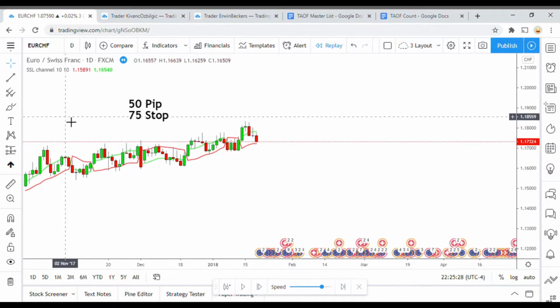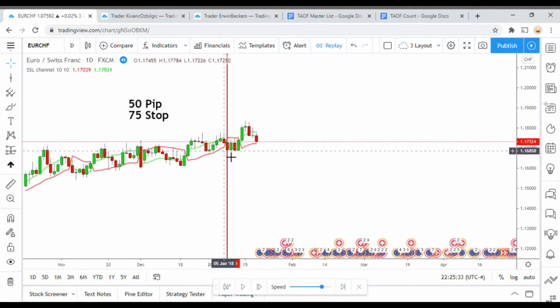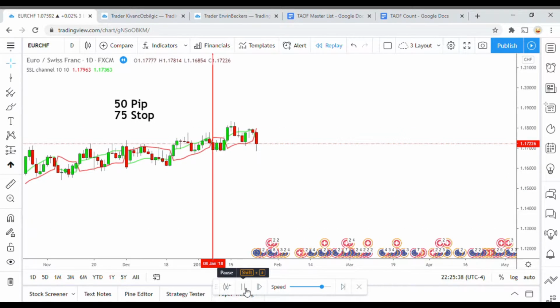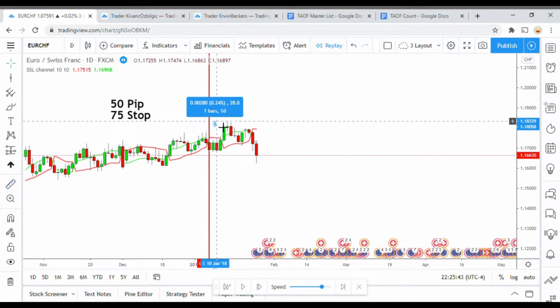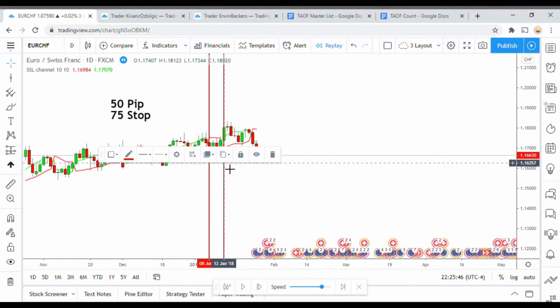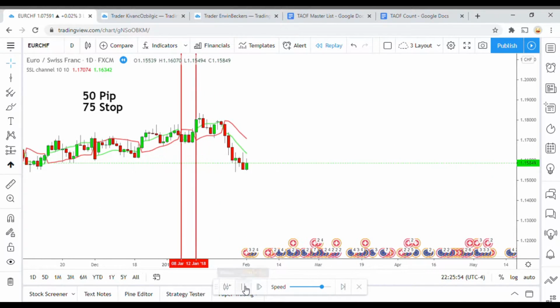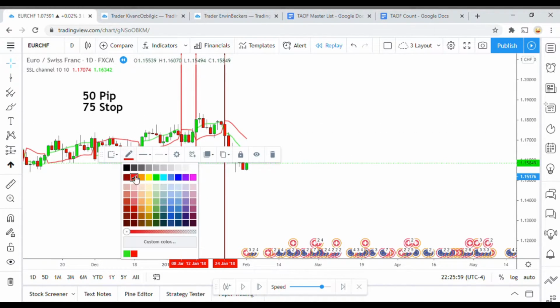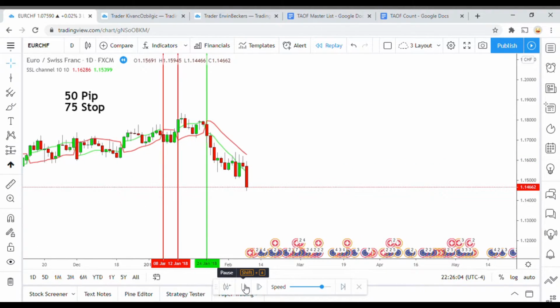All right, there we go. We got our first cross right here. Unfortunately, it didn't do very well. Would have definitely gotten us stopped out. Then we have another cross right there. I don't believe that one. Nope, that one also did not hit the take profit. There we go, we got our third signal right there. And finally, a winning trade off that one.